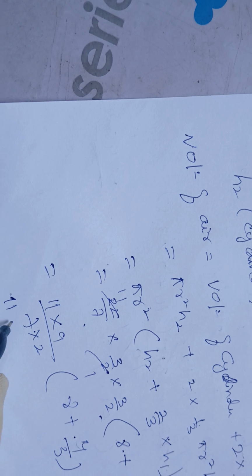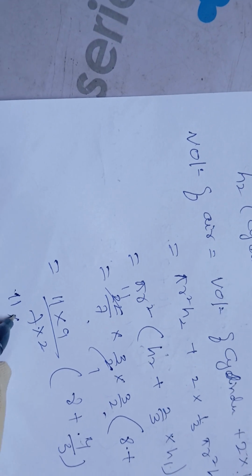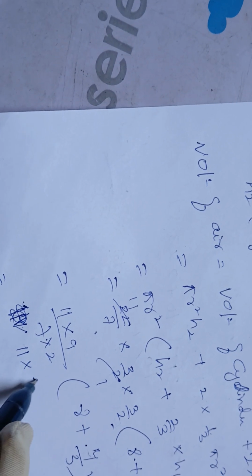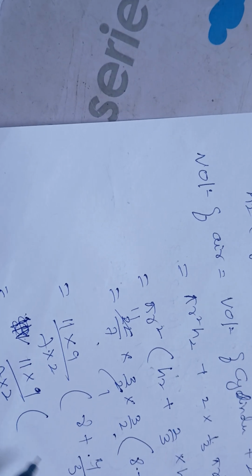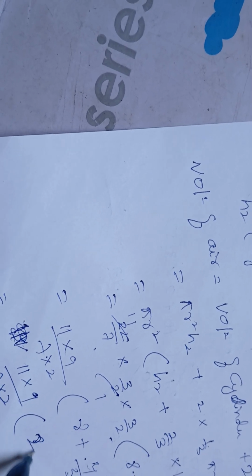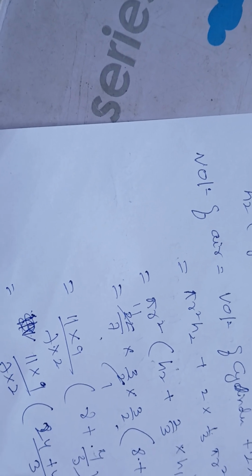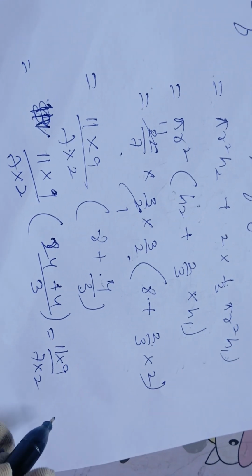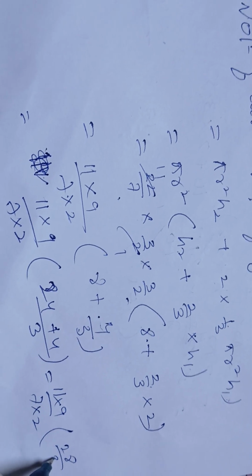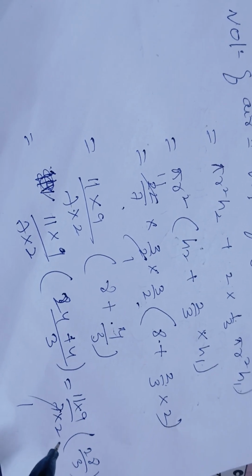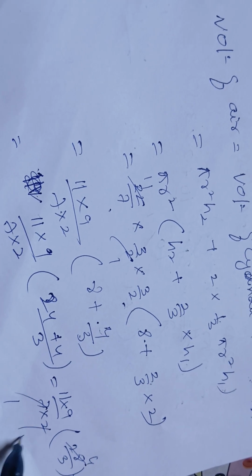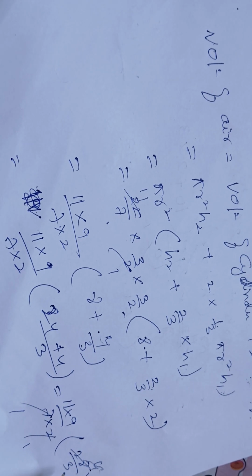So 11 into 9 by 7 into 2, with 8 3s are 24. We take the LCM plus 4 by 3, so it will be 28 by 3. So 11 into 9 by 7 into 2 into 28 by 3. Now we cancel: 7 4s are 28, 2 1s are 2, 2 2s are 4, 3 1s are 3, 3 3s are 9.